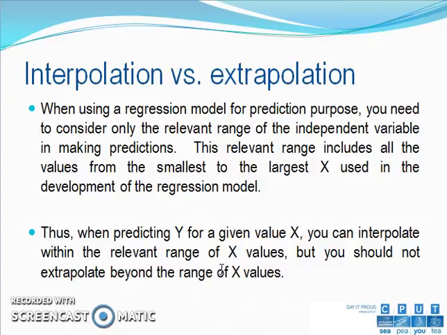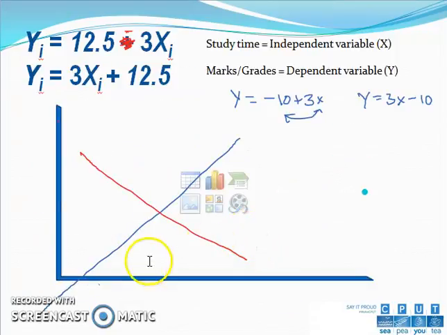When we use a regression model for prediction purposes, we can only consider the relevant range of the independent variables when making predictions. So what I mean by that is you will obtain a data set. So let me get to this graph over here. You will obtain a data set, and in your data set you will have a number of values for x. Whatever the values for x are, they start at a particular point, and let's say they start over here and they end over here.